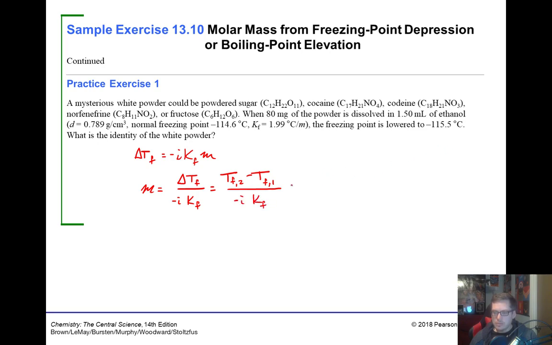Alright, so now we can just start plugging guys in here. So the final temperature, well, the final temperature was negative 115.5. Alright, so negative 115.5. And then our initial temperature, well, that was the normal freezing point, so that'd be negative 114.6. So we'll add in the negative 114.6.